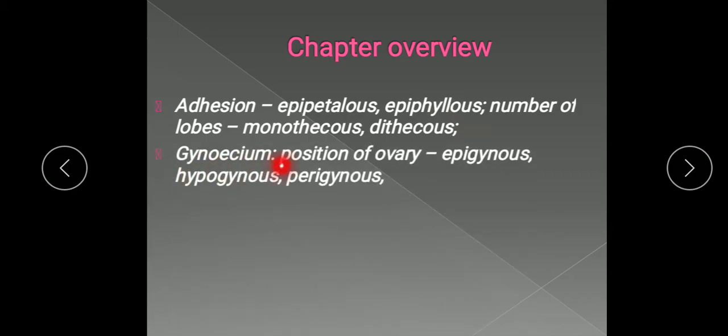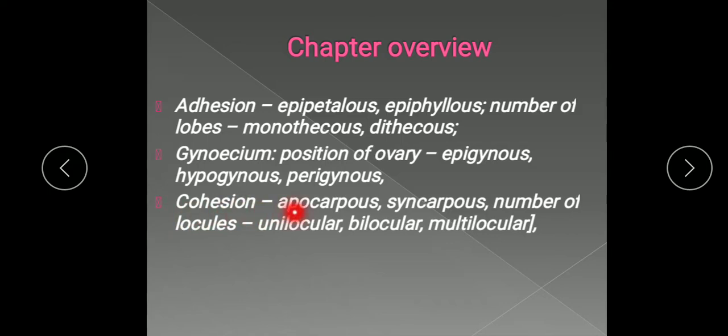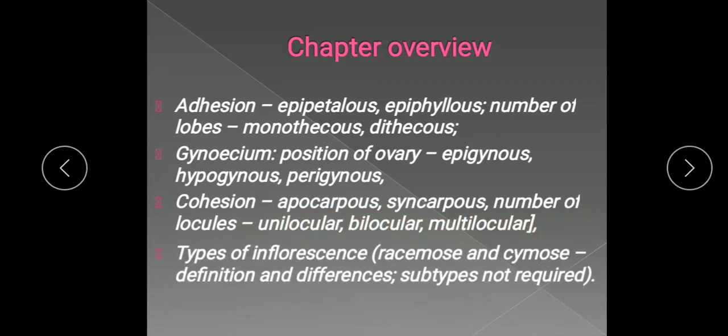Gynoecium, that is the female reproductive part. Here we are going to study the position of the ovary and the three conditions on that basis: epigynous, hypogynous, perigynous. Then the cohesion of the units of the gynoecium, that is carpel. On that basis the two conditions, apocarpous and syncarpous. Then the number of locules present in the ovary. On that basis the three conditions: unilocular, bilocular, multilocular.